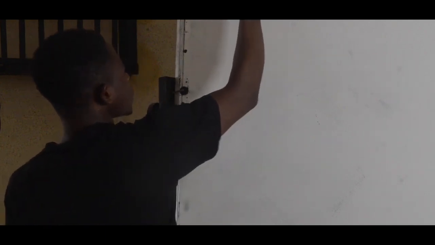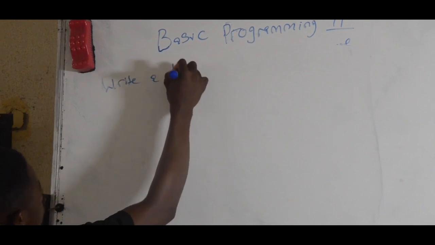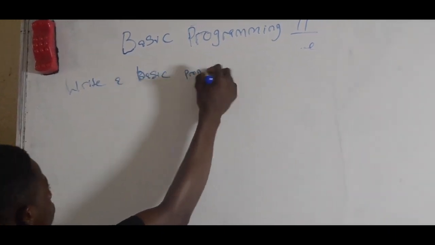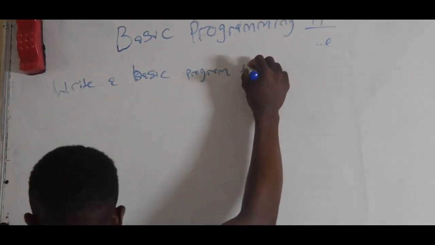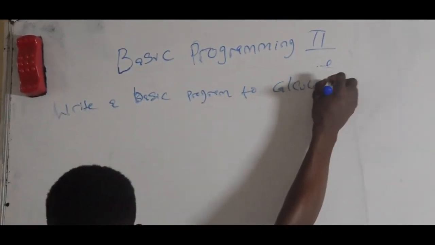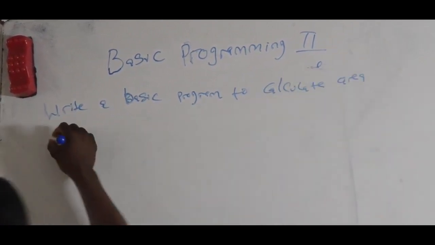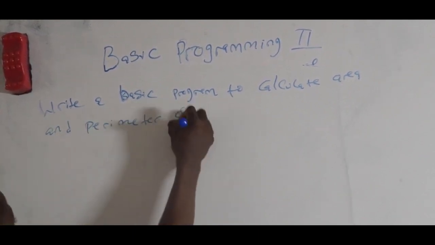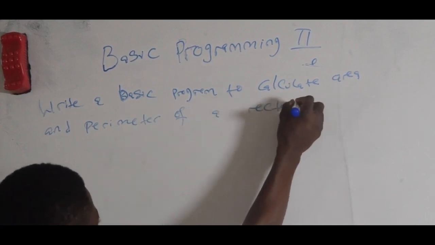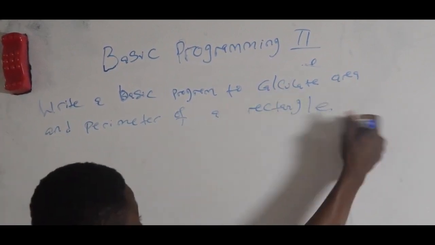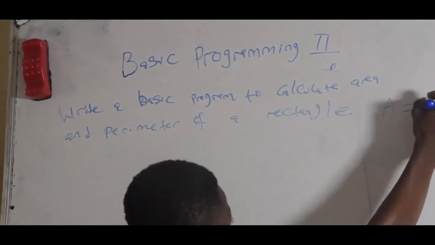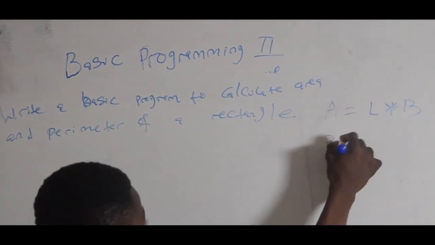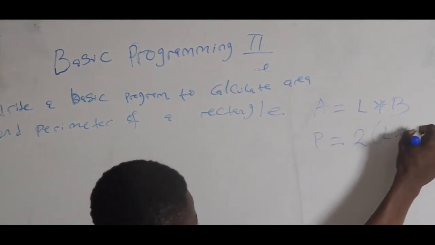The question we ask is: write a BASIC program to calculate area and perimeter of a rectangle. And you know that the area of a rectangle equals L times B, while the perimeter equals 2 open bracket L plus B.